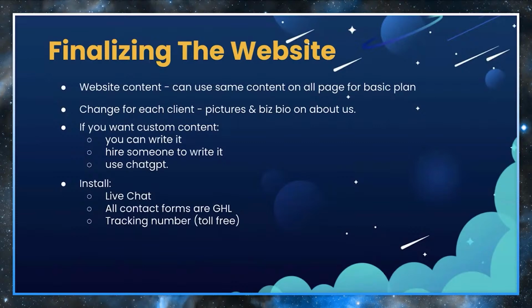So install live chat. All the contact forms should be Go High Level. And you also want a tracking number. We just use toll free because it's very easy to get approved with A2P. And then later you can switch it to a local number if you want. So again, if you're doing a custom website, use the contact forms inside of Go High Level. Also use the live chat feature. We install this for everyone.